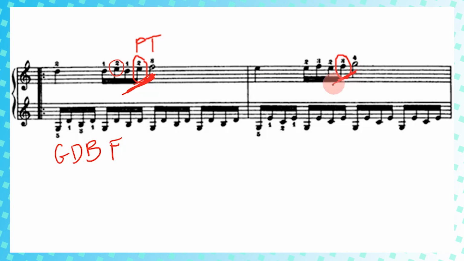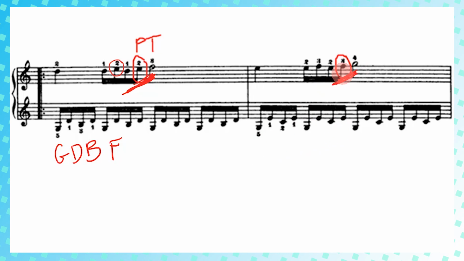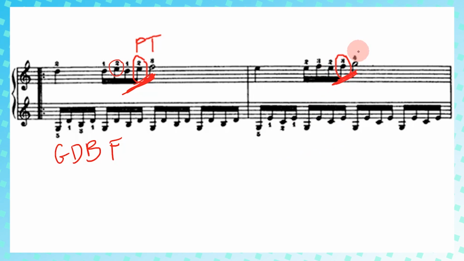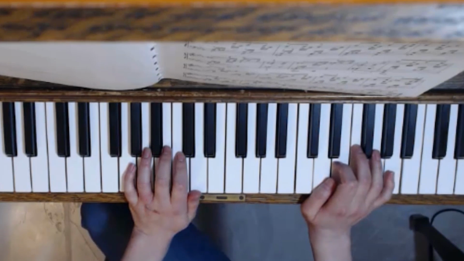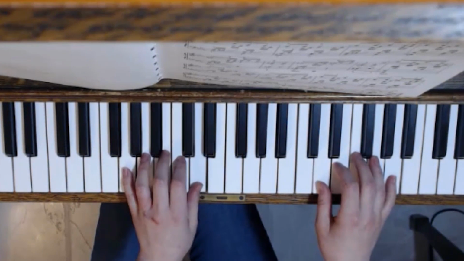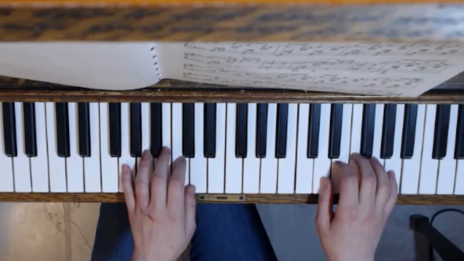Here's another passing tone where our harmony is now a C chord. So we're going from E to F to G. We're passing through F, so F is our passing tone. Here's what that looks like on the keyboard. So we're just kind of walking.